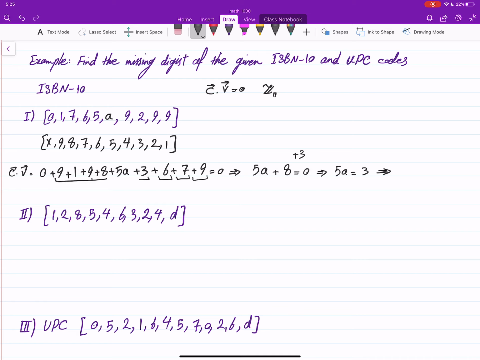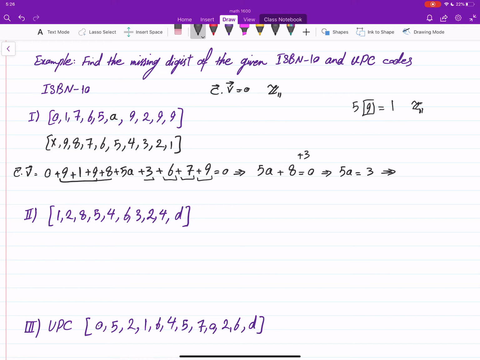And, well, to divide this guy, what is the number in Z11 that when I multiply it by 5, I get 1? Well, let's just check. 0 is not true, 1 is not true, 2 is not true, 3 is 15, not true in Z11. 4 is not true, 5 is not true, 6, 7, 8, 9. 9 is the one. 5 times 9 is 45. 45 in Z11 is 1. So we multiply both sides by 9. So this will be A equals 3 times 9. 3 times 9 in Z11 is what? 27. That's 5. So the missing digit here is 5.